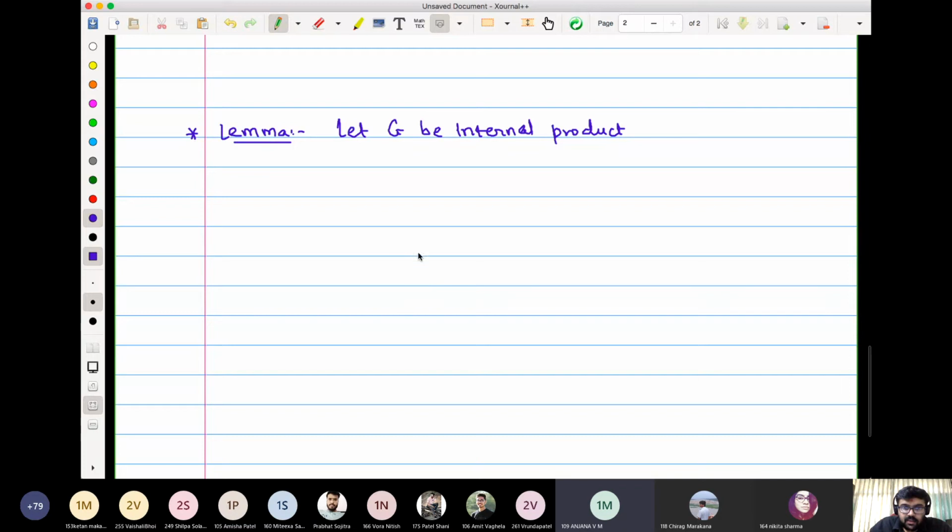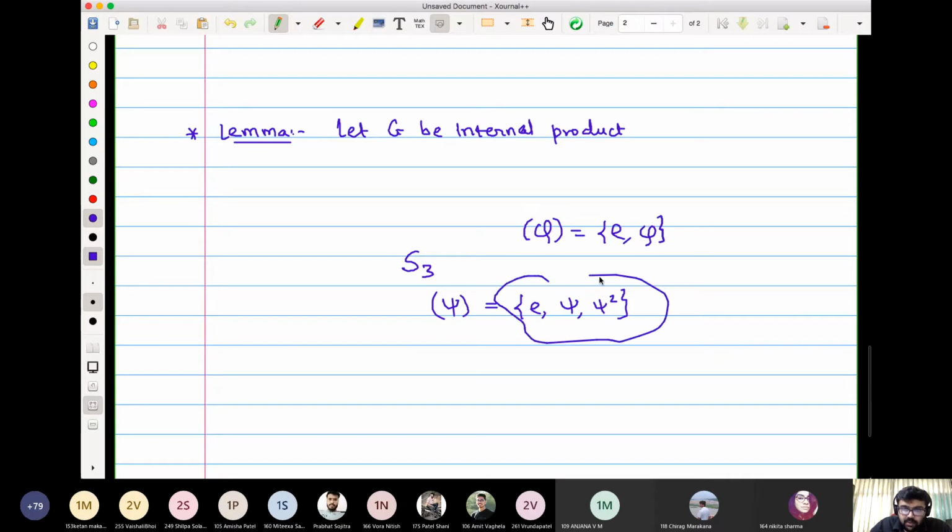No, that's a mistake. This is a confusion which I was also facing when I was a student. S3 is a non-abelian group. S3 has a normal subgroup, this one, E, psi and psi square. So this is a normal subgroup. But if I take any other subgroup, phi, it has E and phi. We think that because this is normal, it will commute with all the elements. It is not true. See, if I take an element of this and an element of this, phi psi is not equal to psi phi. Yes, they are two different elements.